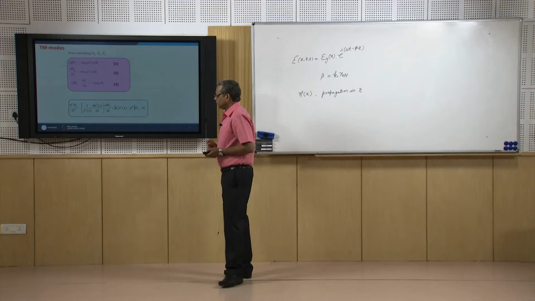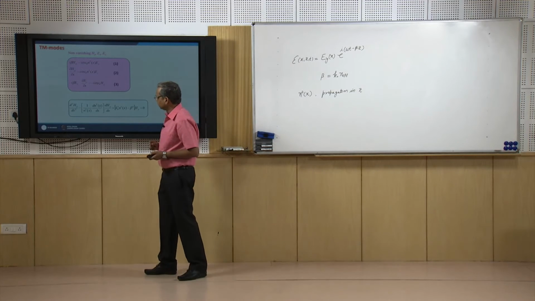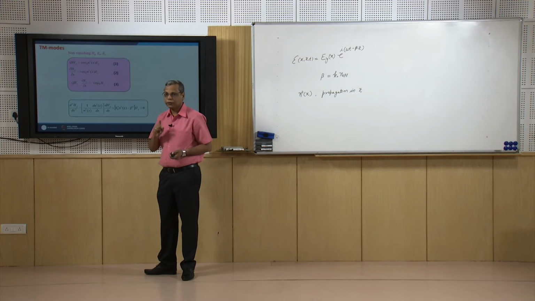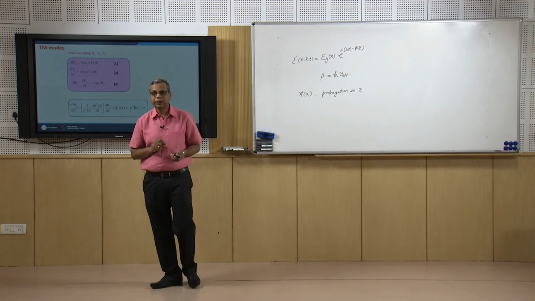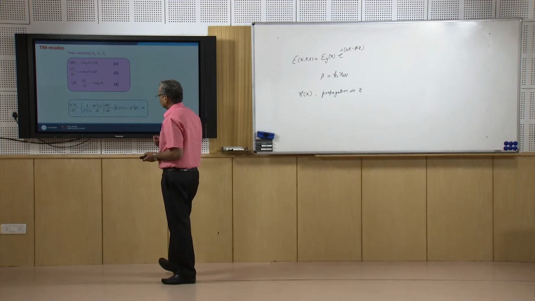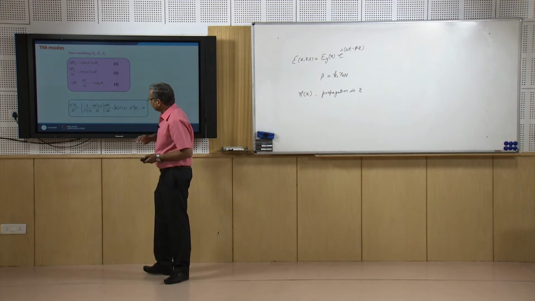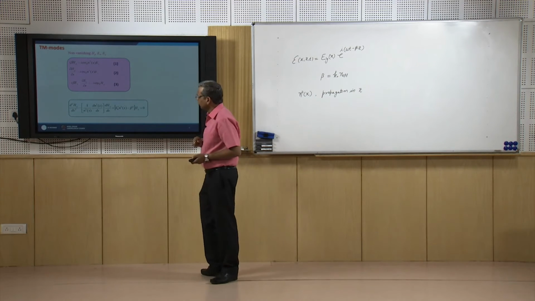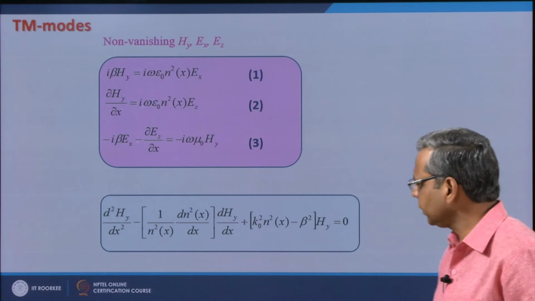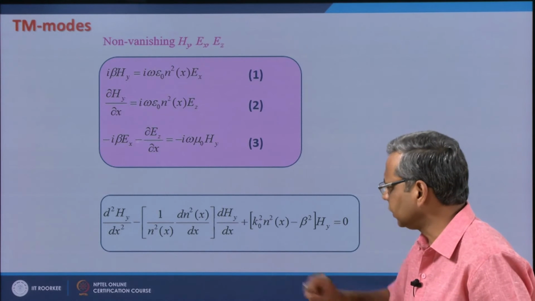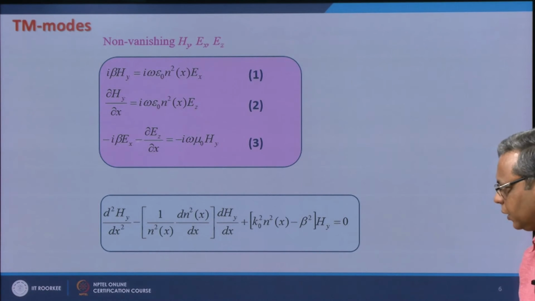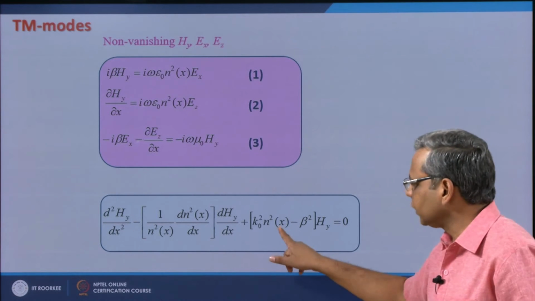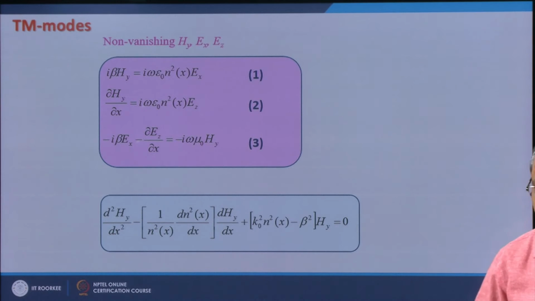You may notice that this equation is different from the wave equation that we had got for the TE case. In the TE case, this term was not there, but here I have this term. So, let us see how we take care of this. Now, we need to solve this equation for given n square of x to find the modes.